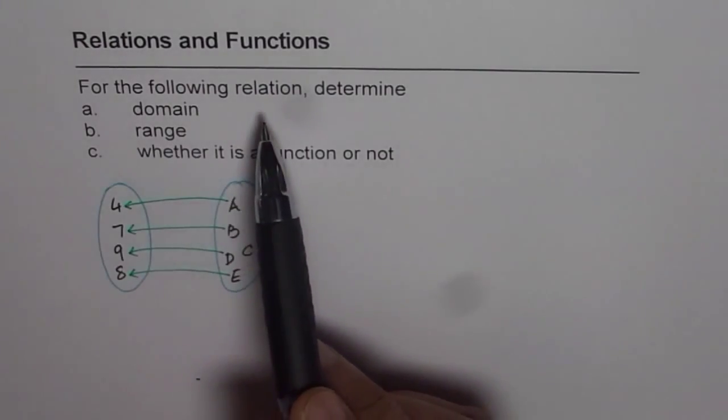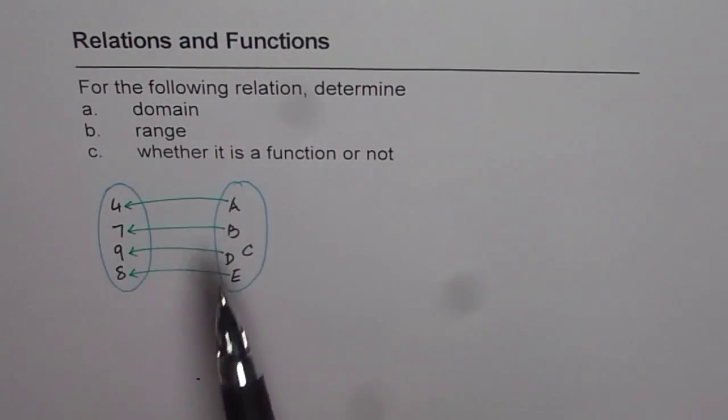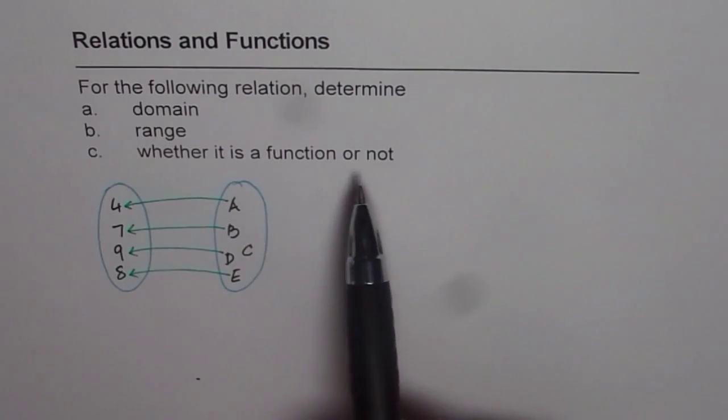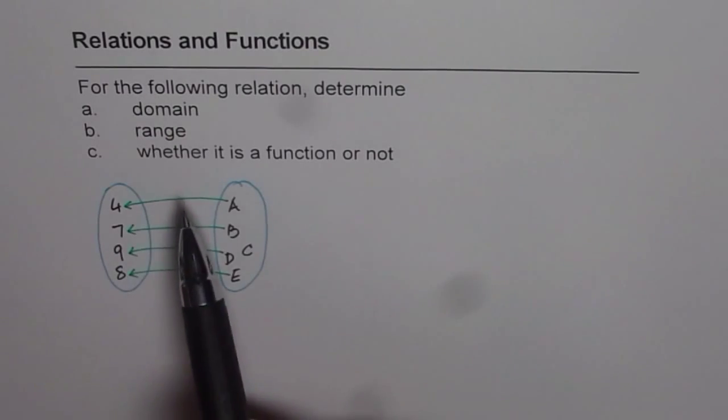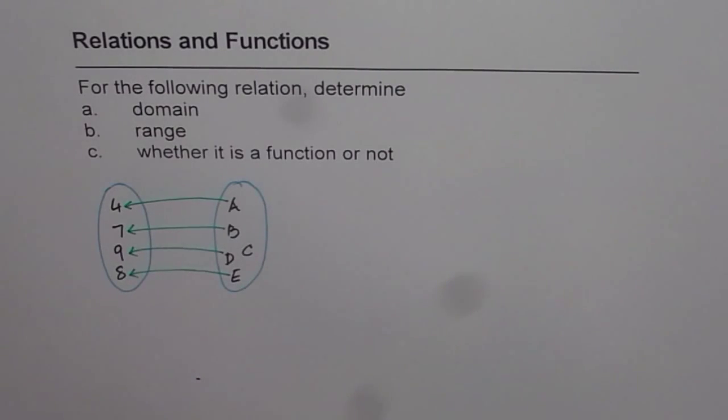For the following relation, determine domain, range, and whether it is a function or not. We are given a mapping diagram, so you can pause the video, look at the question carefully, write down domain, range, and comment on whether it is a function or not, providing a reason. Here is my solution.